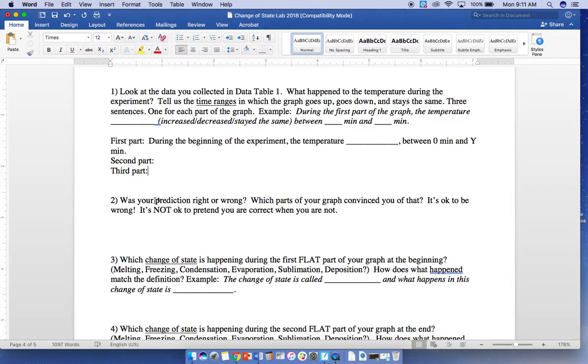Question number 2, we're going to go back to your prediction and decide whether your prediction is right or wrong. And notice that it says in question number 2, was your prediction right or wrong? Which parts of your graph convince you of that?